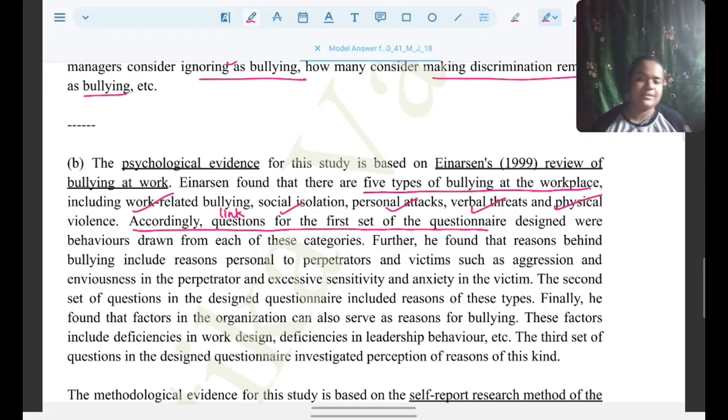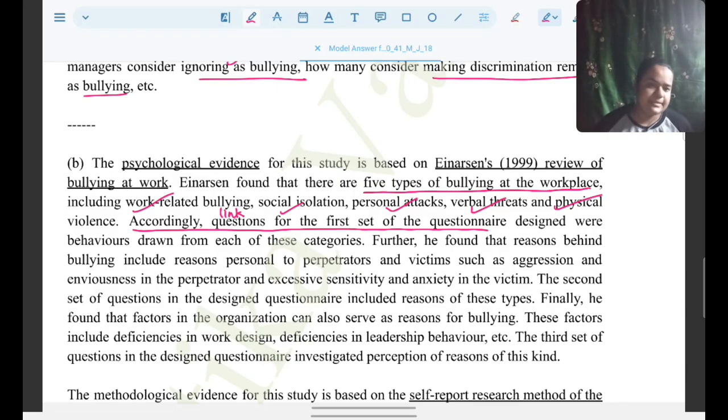So accordingly, questions for the first set of the questionnaire designed in part A were derived from these categories. That is why I have mentioned what Cz has presented, not to describe it like I would in paper 3, but to justify, to say why my questions in section A of my questionnaire in part A were the way they were, because I've picked up from Cz's theory. That's why I have asked questions relating to social isolation, personal attack, verbal threats, such as a question about rumors being spread. We asked a question about employees being isolated.